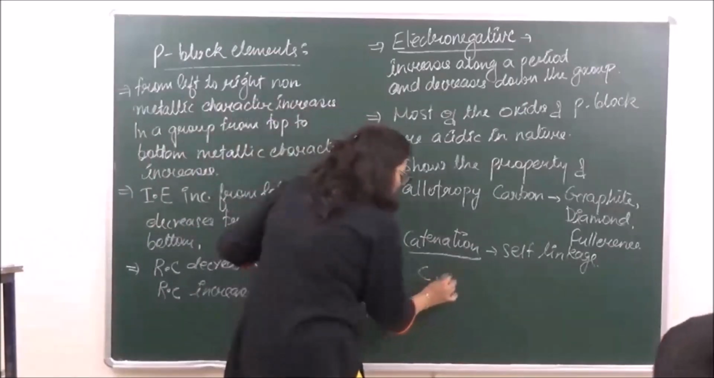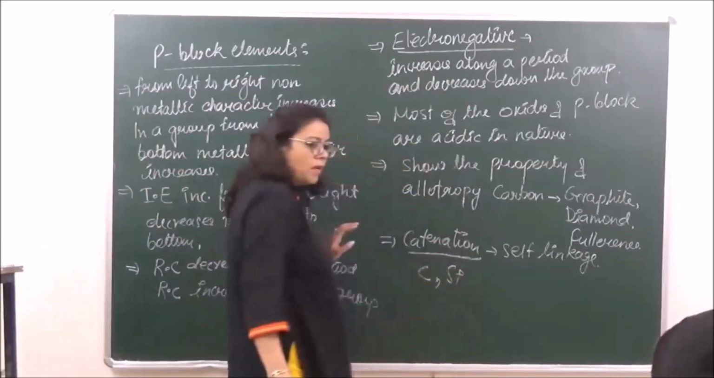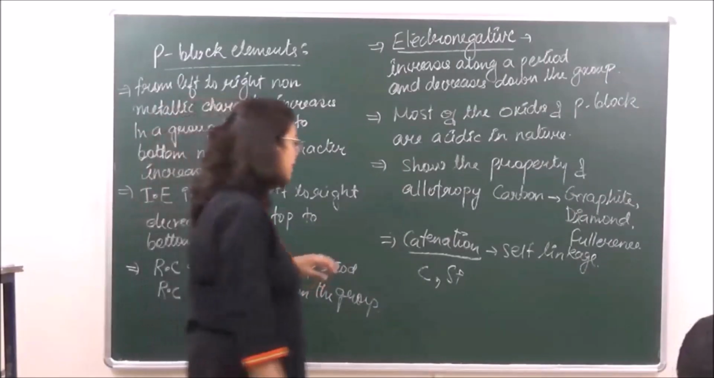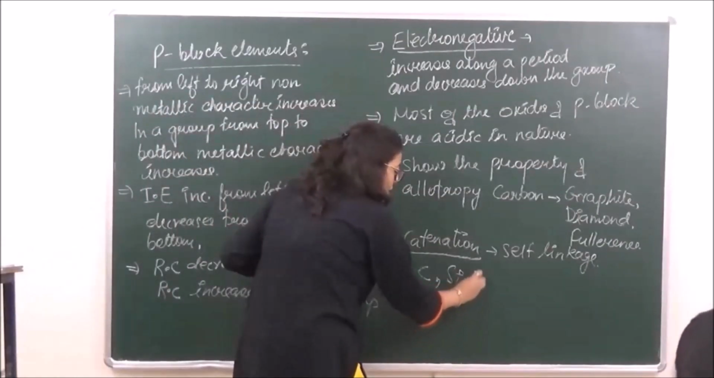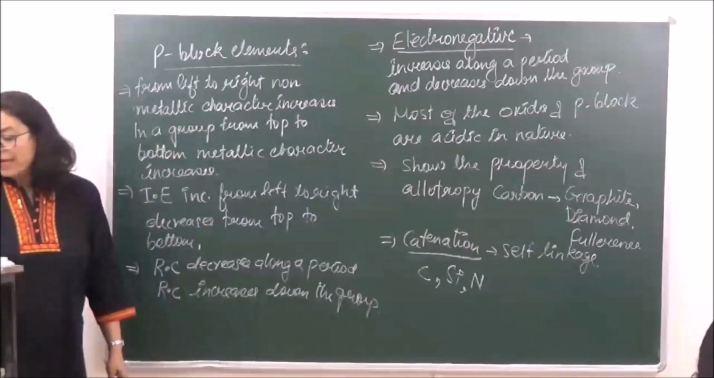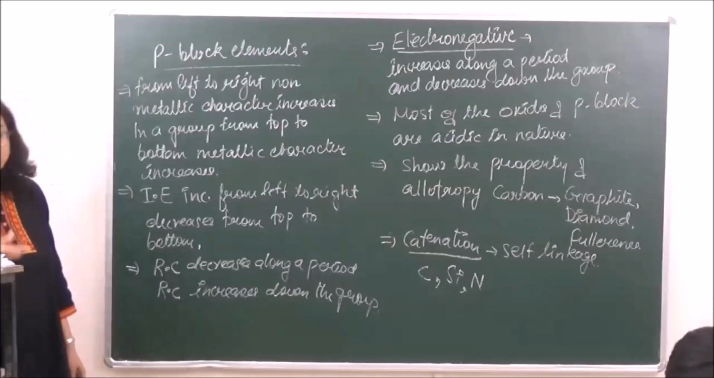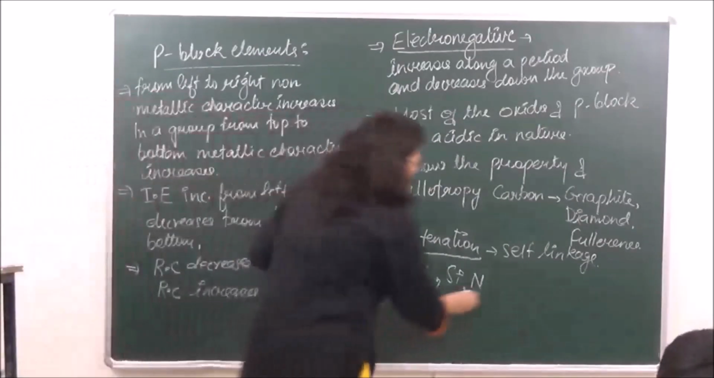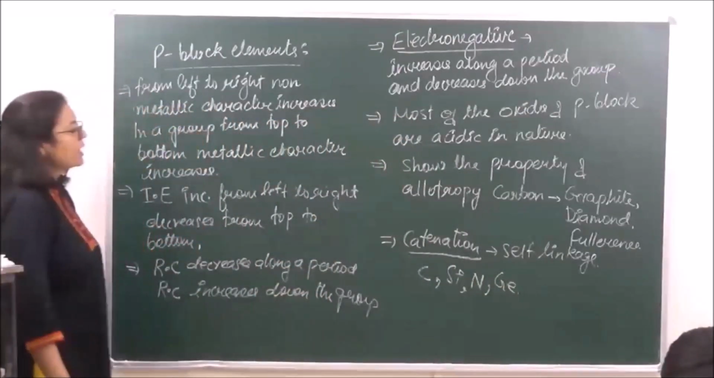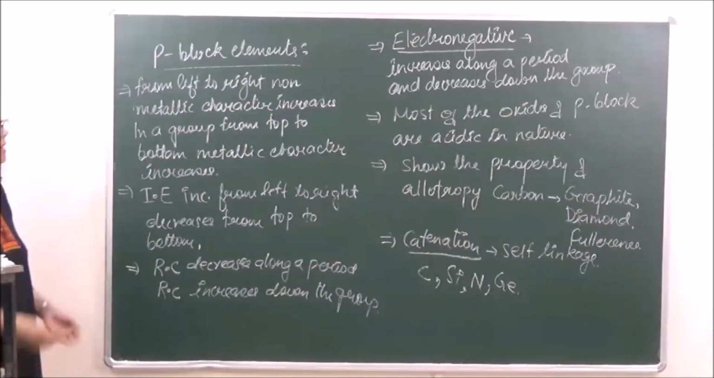Then we have silicon, which also has the property to self-link with itself. Then nitrogen. All these elements have the property of catenation. And germanium is another one. Right? So this is the p block and the characteristics of p block elements.